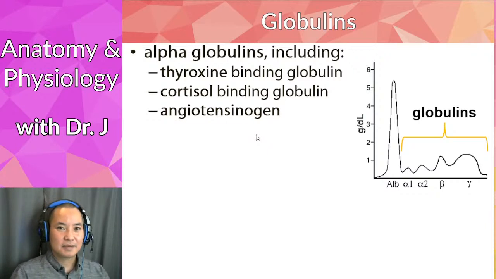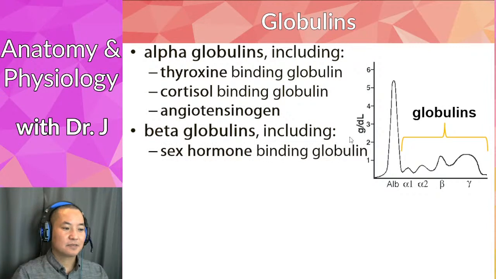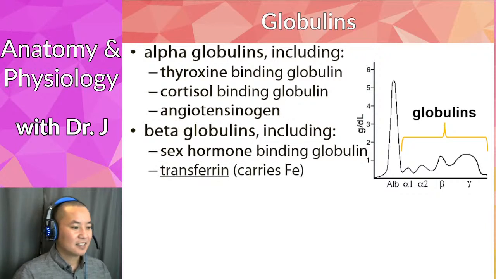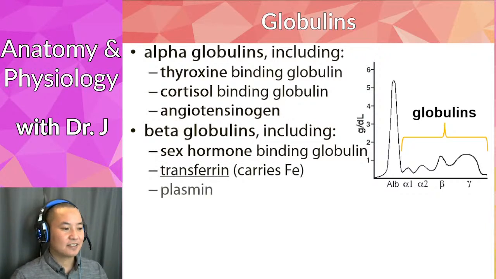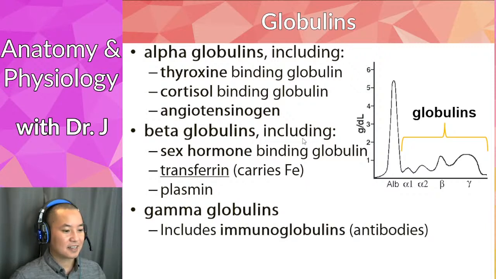Angiotensinogen, we'll cover more when we talk about blood pressure. There are beta globulins, including sex hormone-binding globulins, so things like your androgens and estrogens are going to bind and piggyback on this. So sometimes the different globulins actually bind different hormones. And there's transferrin, which carries iron, and then plasmin, which we'll cover maybe when we talk about clotting. And then also gamma globulins, which include antibodies, or immunoglobulins.